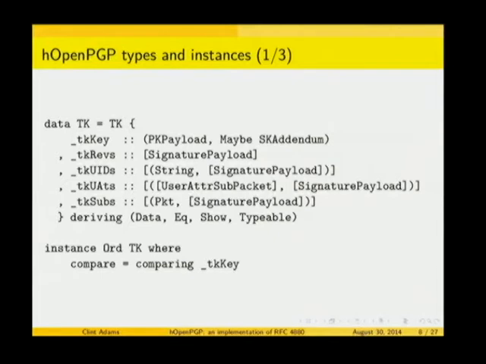So this is a data type called TK. TK stands for transferable key. It represents a transferable public or secret key as defined by RFC 4880. And it mostly mirrors the binary structure of such a series of packets, which is the public or secret key represented by the pair on top, any number of revocation signatures, any number of UIDs and their corresponding certifications, any number of user attribute sets and their corresponding certifications, and any subkeys.